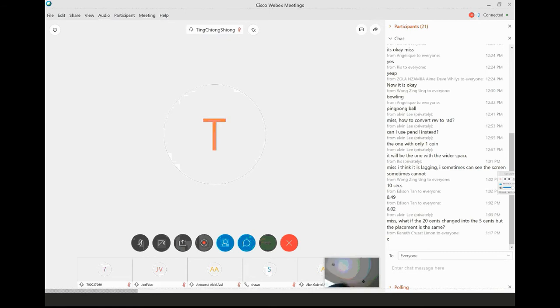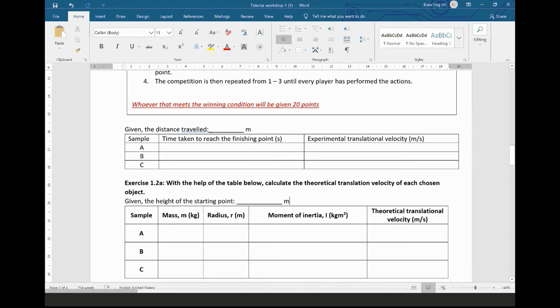Based on the data that we have collected last time, the distance traveled is 90 centimeter. This is our ramp here. 90 centimeter is from the top until the bottom. Sample A is our battery. Sample B is the marble. C is ping pong.